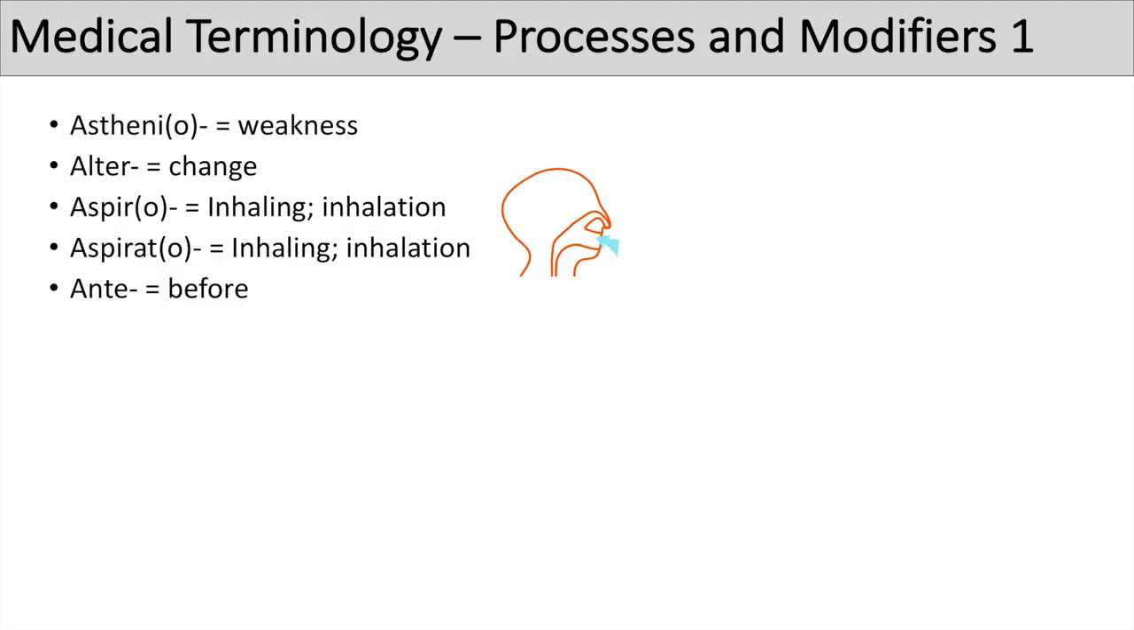The next prefix is ante, so this means before. And pre also means before. So you might have heard of antepartum or prepartum. And post means after, so you might have heard of the word postpartum.